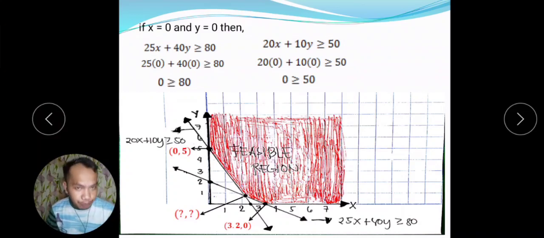Now we will determine the corner points of our graph. As you can see, we have the corner points. We have this one, (0, 5). We have (3.2, 0) and the intersection. We don't know the value of our intersection. So now we will find the correct value of our intersection.